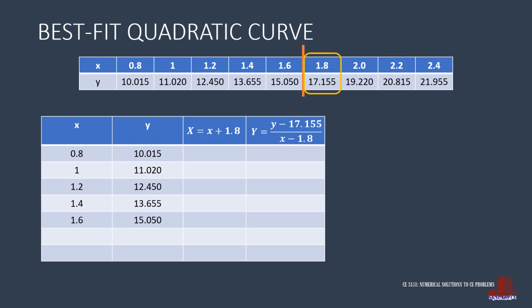short functions. Now complete the column for capital X, where we take 0.8 plus 1.8 as 2.6, and do the same with the rest of the column. Capital Y is initially 10.015 minus 17.155 all over 0.8 minus 1.8, which is 7.14. And this will be done with the same ratio for the rest of the column.